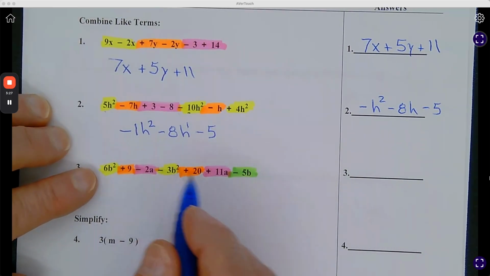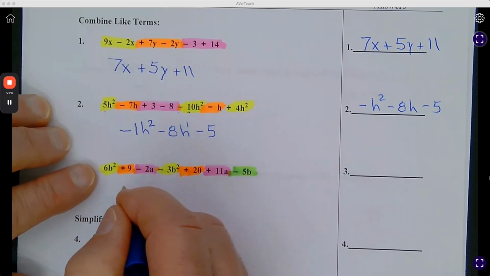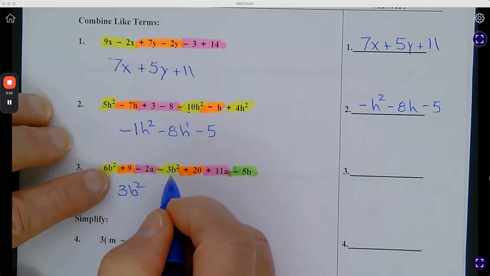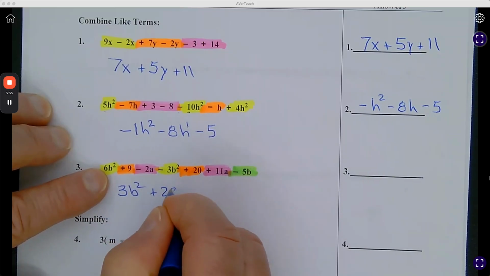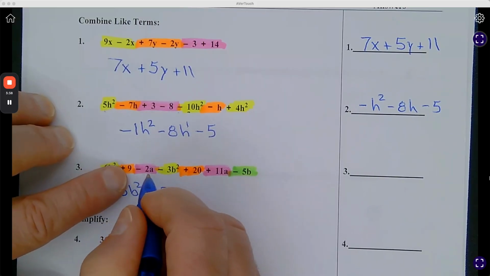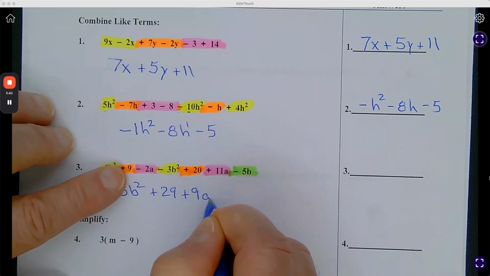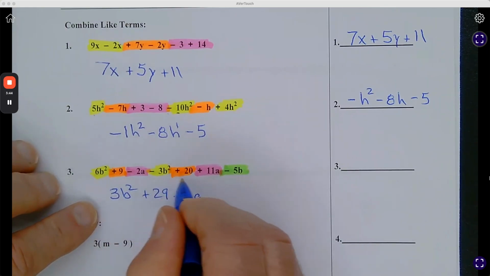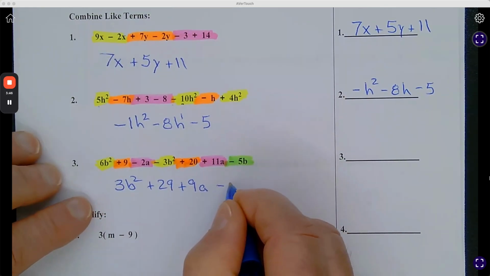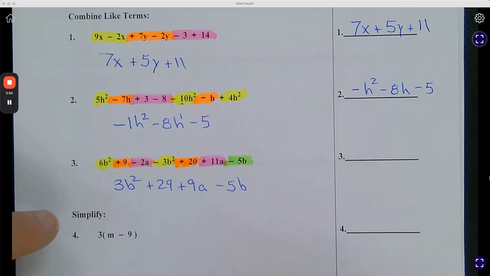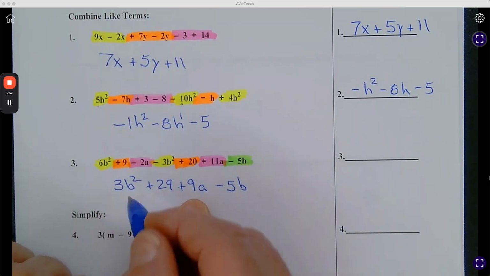6b squared minus 3b squared. 6 minus 3 is 3. Category, b squared. 9 plus 20 is 29. Negative 2 plus 11 is plus 9. Category is A. And then we got to go all the way down to the end to find our B's. Okay, so alphabetical order takes precedence. So A comes before B in the alphabet.